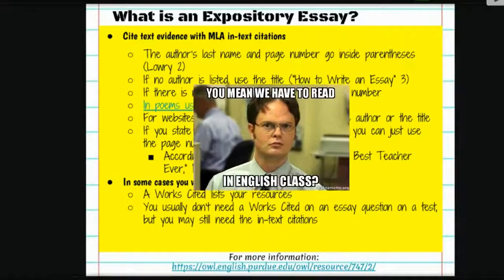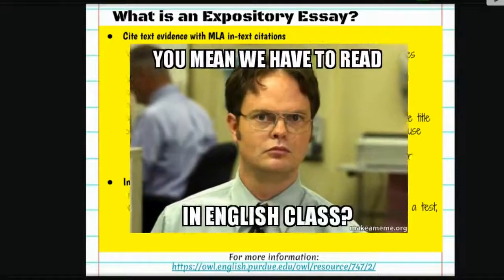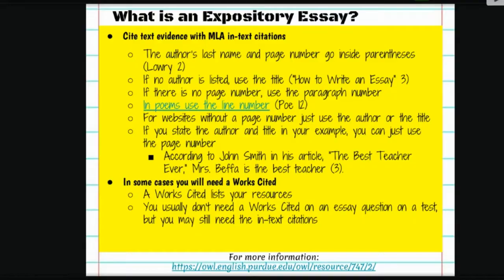Anytime that you do research or you have a text that you need to reference, you need to use MLA in-text citations. And basically that is just a way of saying where your information came from. Now, the main format for MLA in-text citations is to put the author's last name and then the number of the page in parentheses like it is right here.